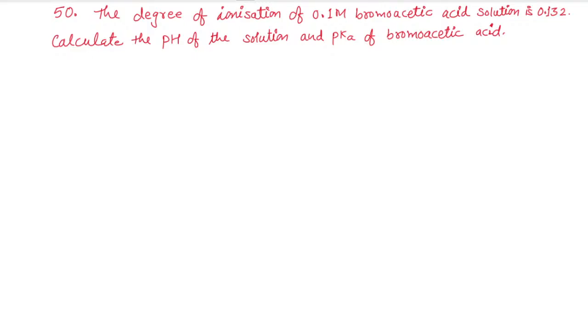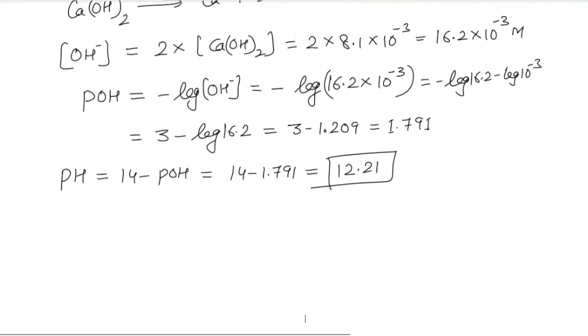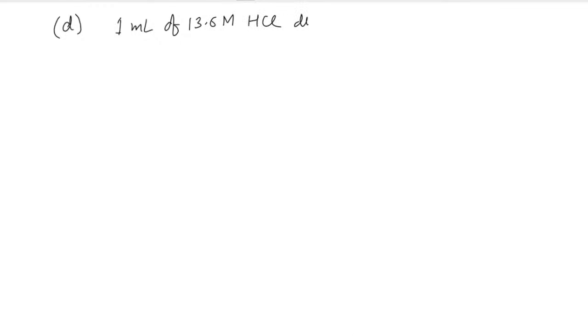D part is something different. So let's do it. C part you should do. I will do D part. D part is 1 ml of 13.6 molar HCl diluted with water to give 1 liter of solution.